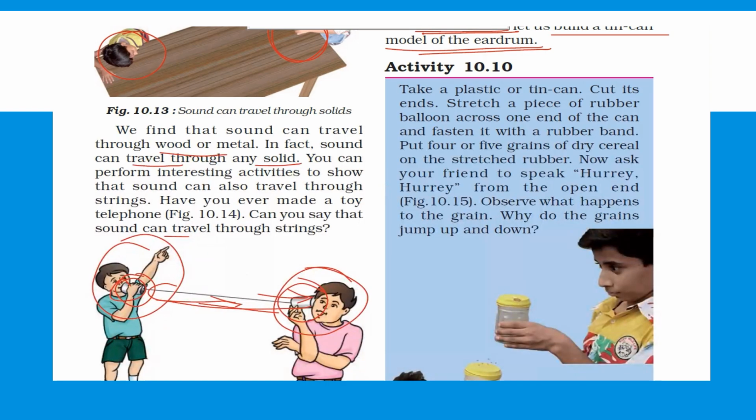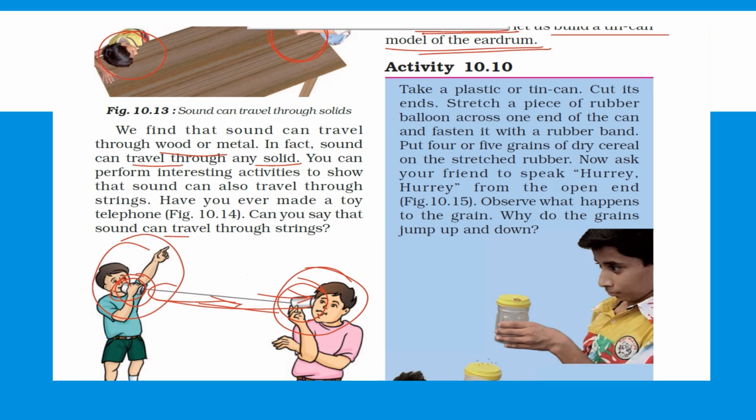Now here in activity 10.10, we are taking a plastic or a tin can and cutting its ends. We are stretching a piece of rubber balloon across the end and fastening it with a rubber band. So it has become an eardrum kind of thing, an elastic membrane rather. What is the eardrum? The eardrum is nothing but an elastic membrane. So here also we have placed a rubber balloon and tied it with a rubber band to create an eardrum kind of situation.